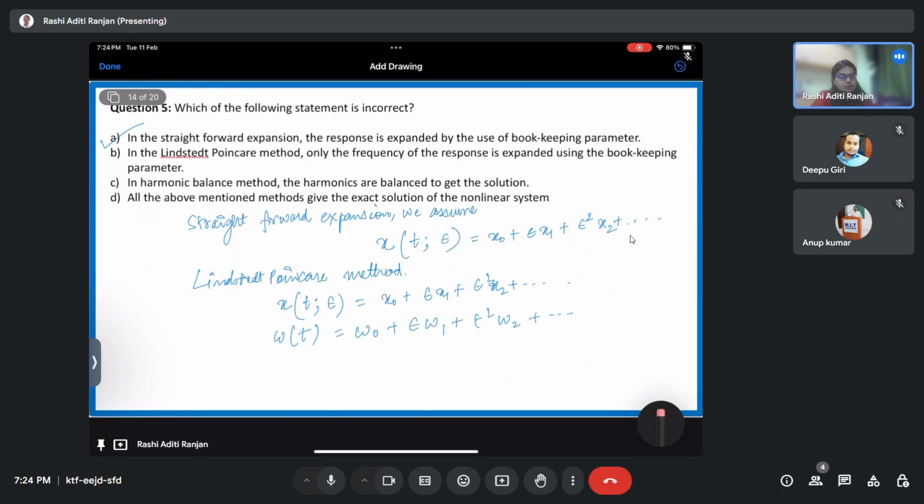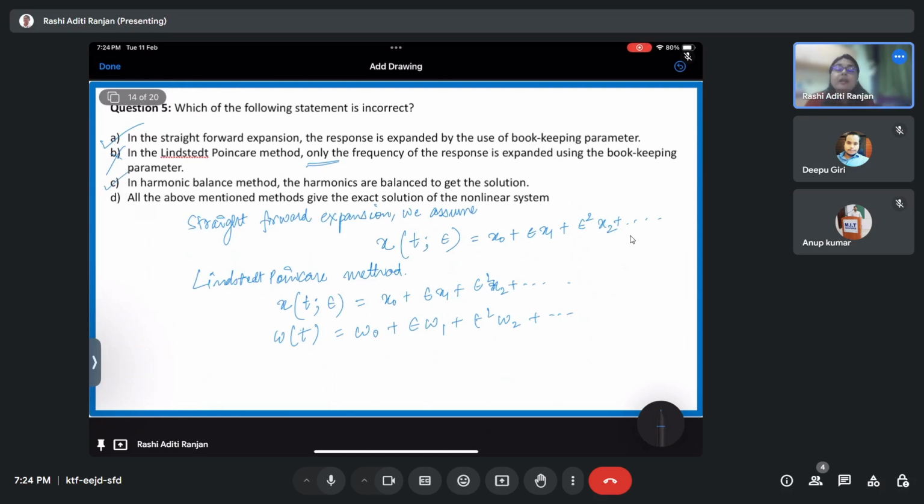So this is wrong because it says only the frequency is expanded. That is not true. We assume that the frequency and the response both are expanded in terms of an infinite series. Now the third option is, in the harmonic balance method, the harmonics are balanced to get the solution, which is true. And we have already done 2-3 examples considering the harmonic balance method, isn't it?